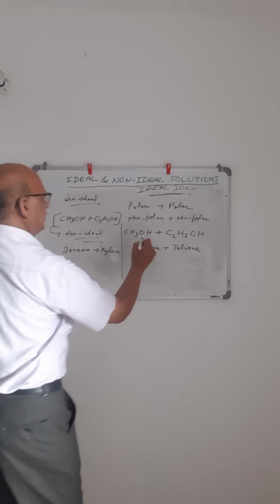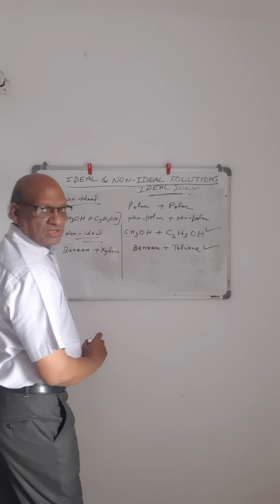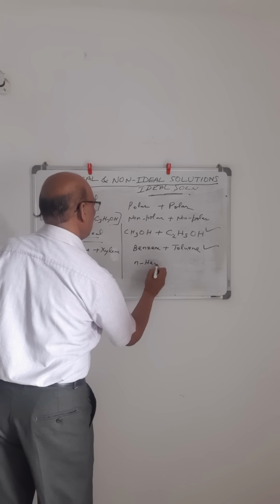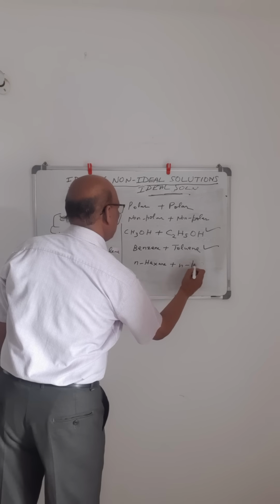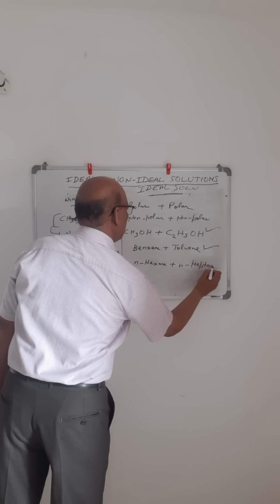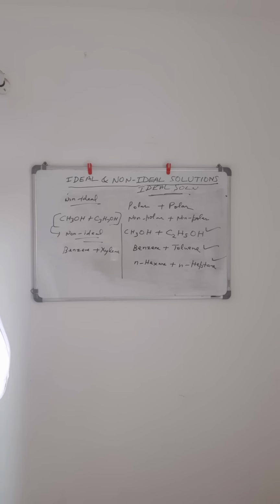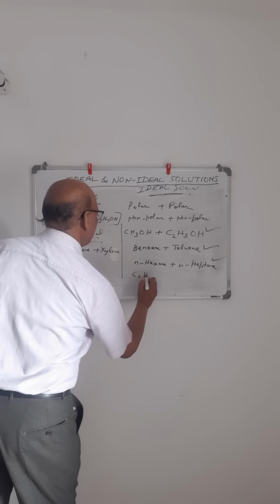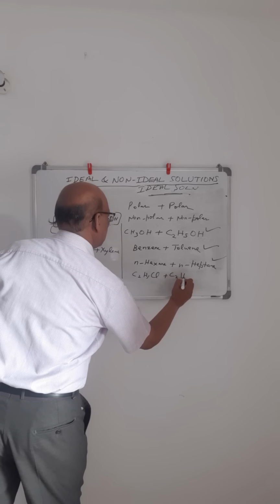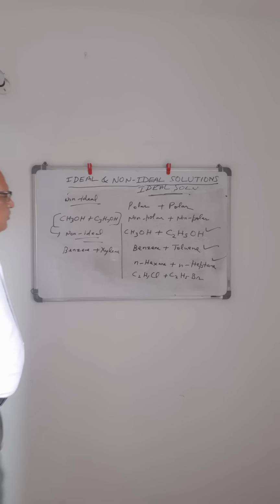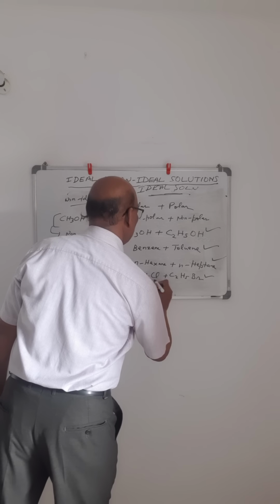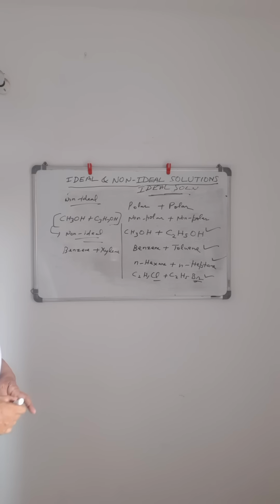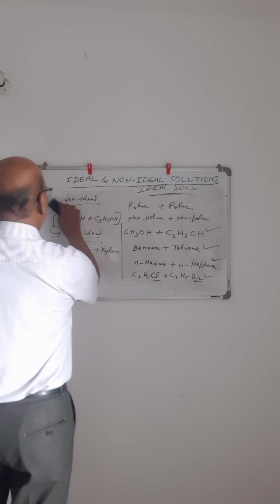Okay. And these are the ideal solutions. This is also an ideal solution. If I take, say, n-hexane plus n-heptane, that will also form an ideal solution. Okay, say I take C2H5Cl plus C2H5Br, that will also form an ideal solution because chlorine and bromine are both adjacent to each other in the group. So with this we know which solutions can behave as ideal solutions and which can behave as non-ideal solutions.